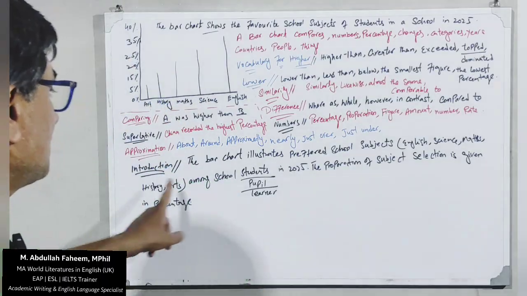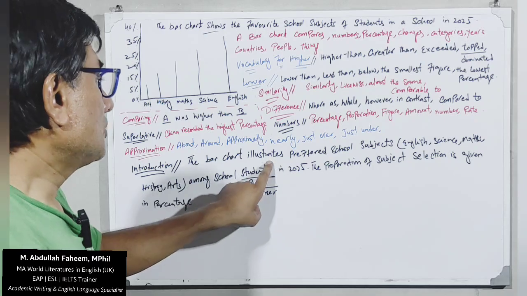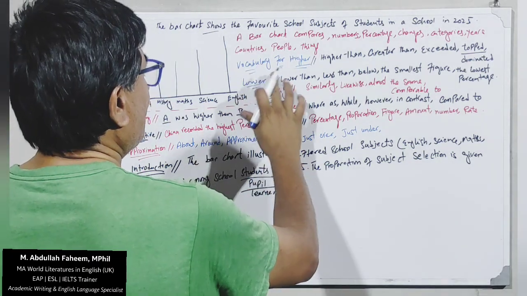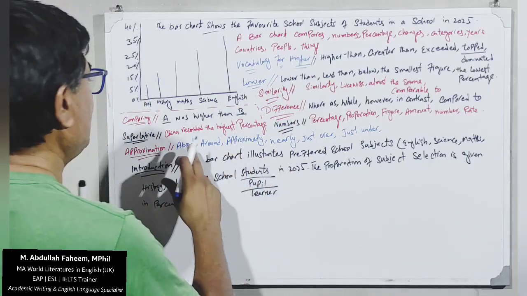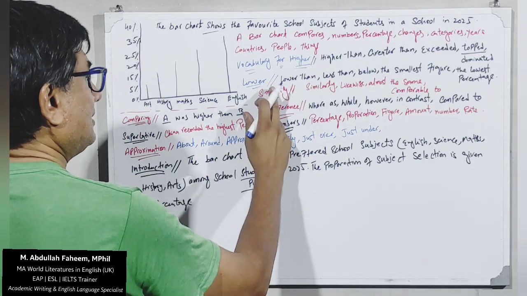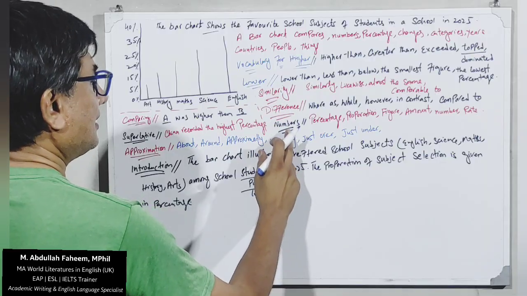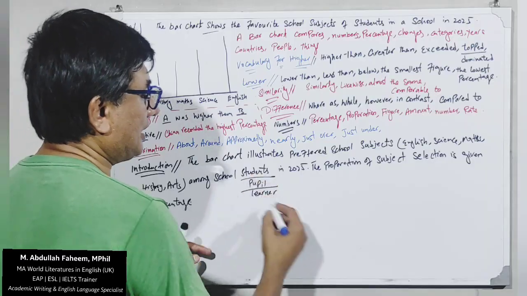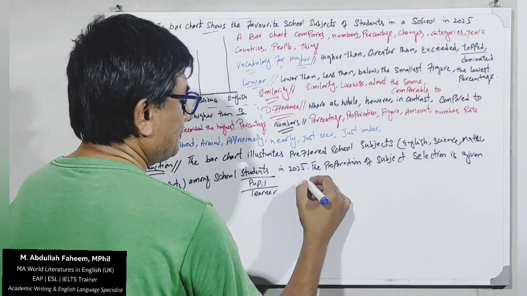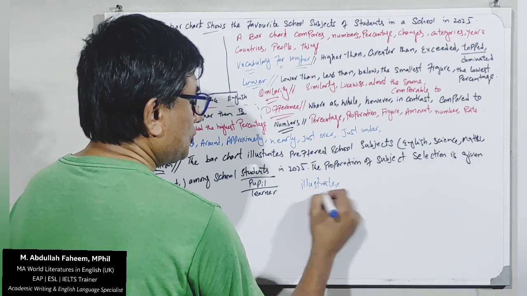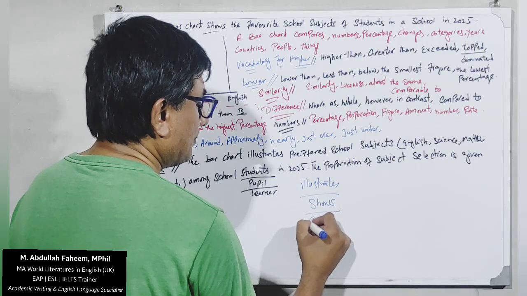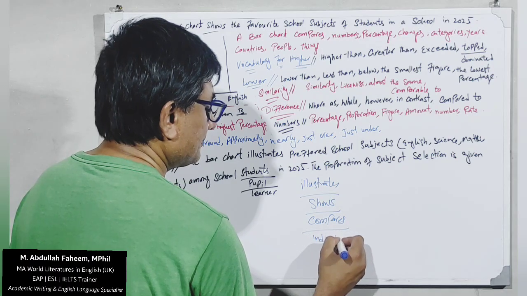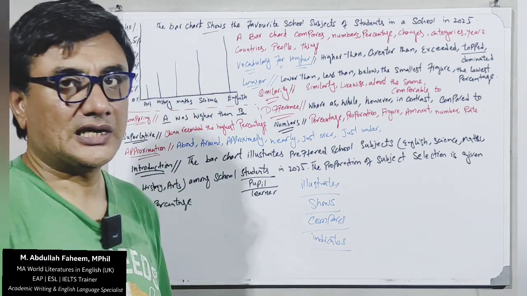Let's review this introduction. The bar chart illustrates or compares. You also can use different words, as I have written here, comparison words: difference, similarity, numbers, and then you have vocabulary of higher things. And in comparison, आप कह सकते हैं illustrates, shows, compares, indicates. So you can use different types of words.